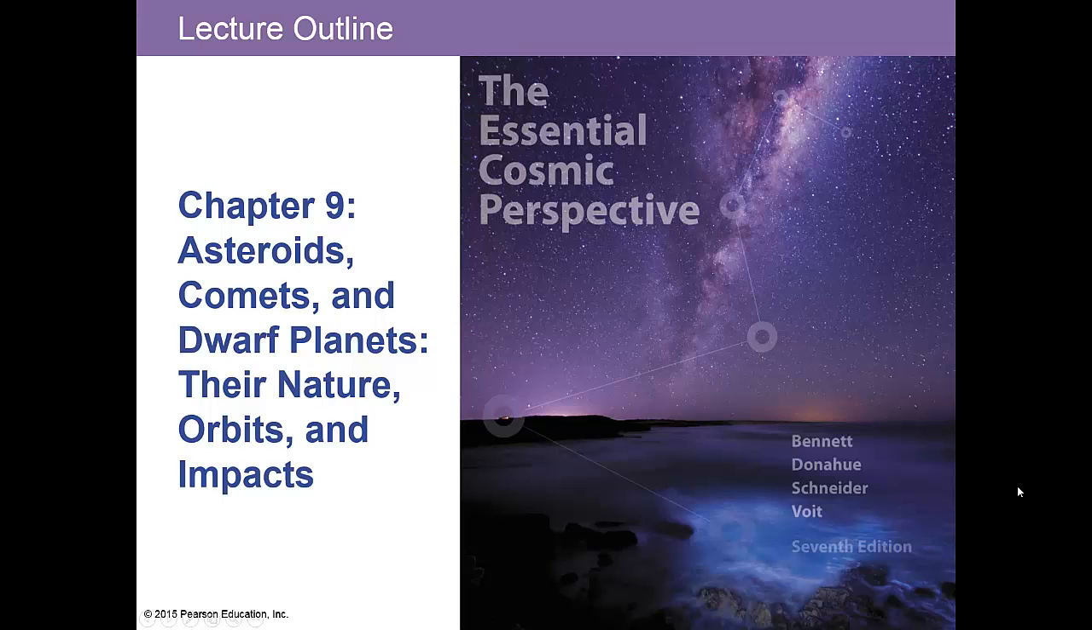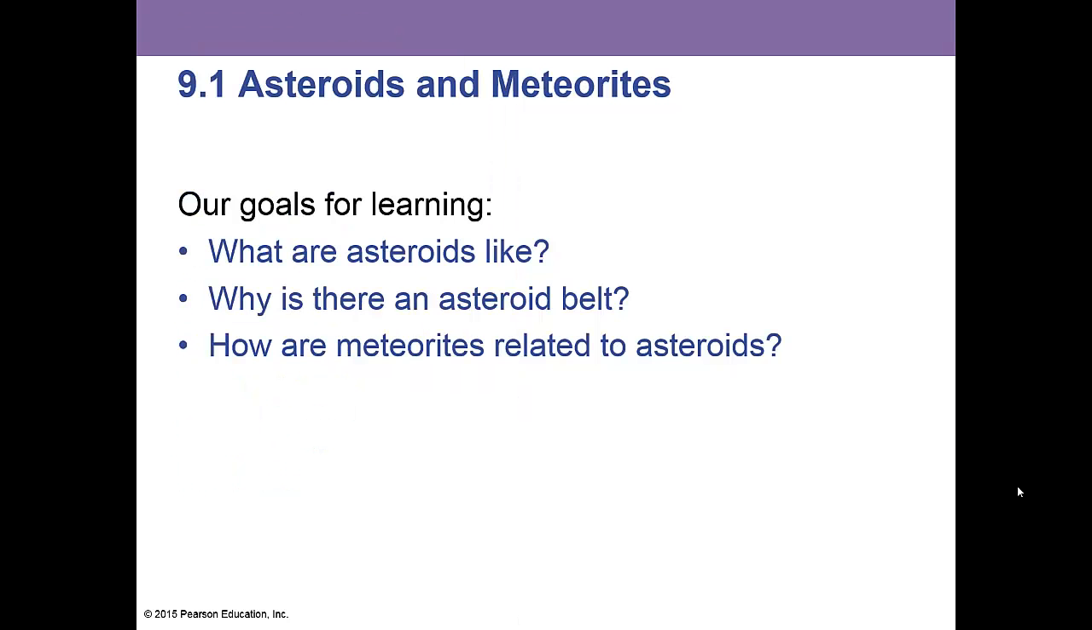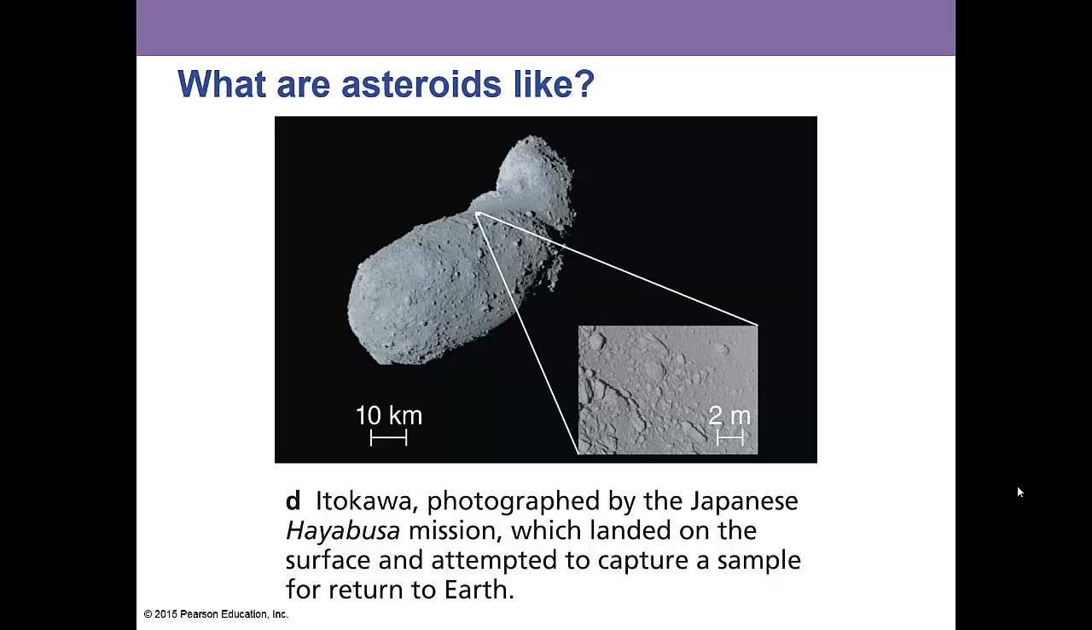Alright, welcome now to Chapter 9 on asteroids, comets, and the dwarf planets. Our goals for the asteroids and meteorites discussion will be: what are asteroids like, why is there an asteroid belt, and how are meteorites related to asteroids. So what are asteroids like?